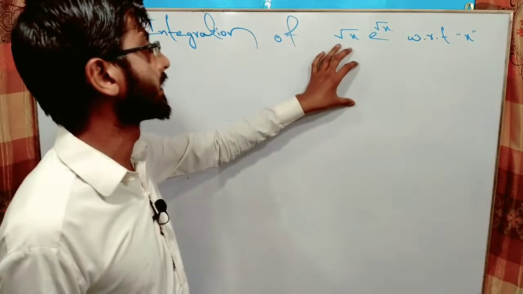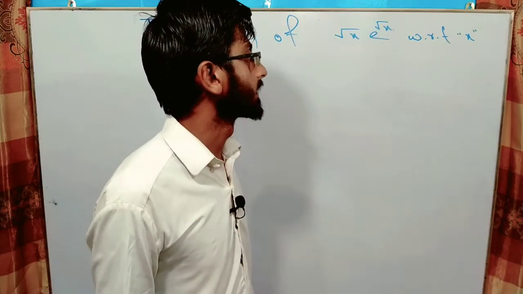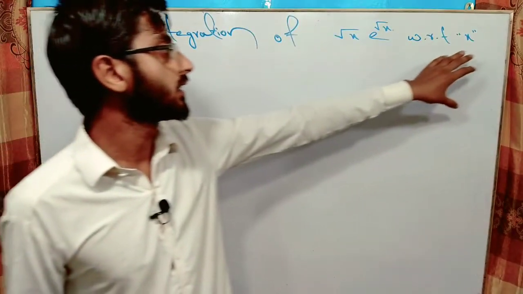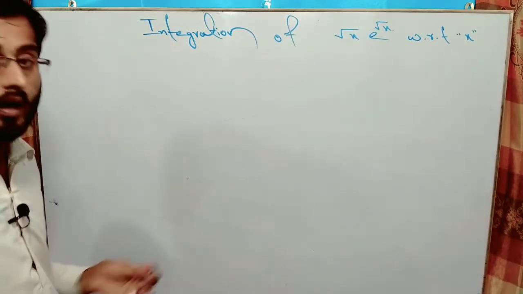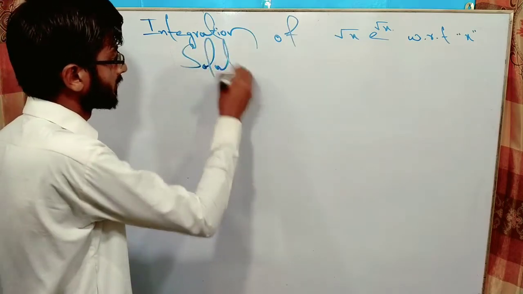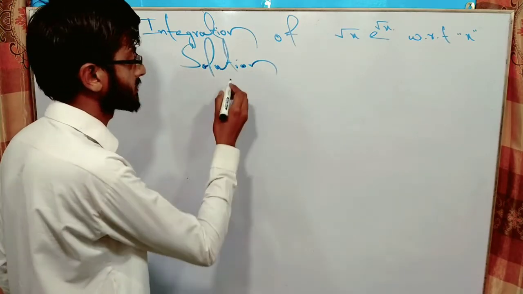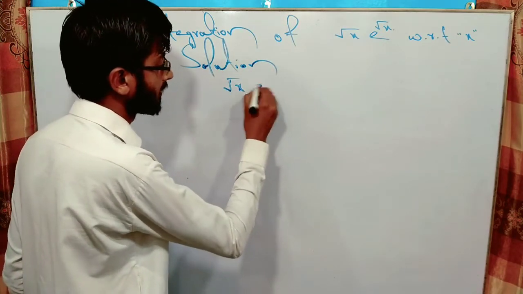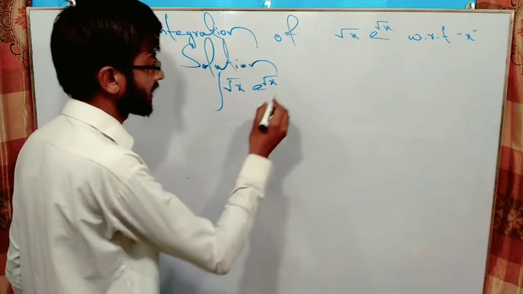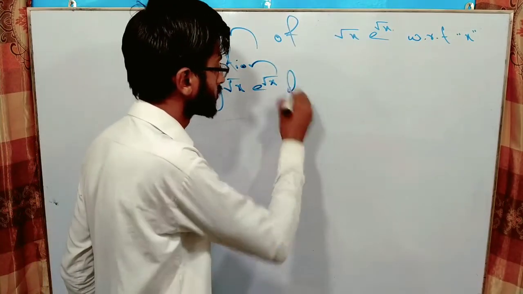Here the function is under root x, e to the power under root x. We have to integrate this function with respect to x. Here is a very easy method. Solution: the function to integrate is under root x e under root x, with the integration symbol. We have to integrate with respect to x, therefore here we use dx.